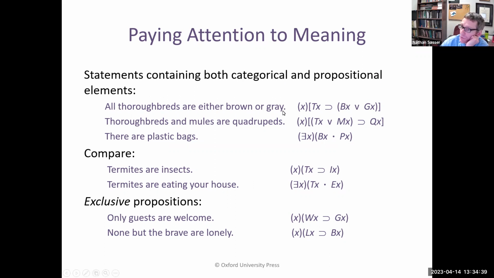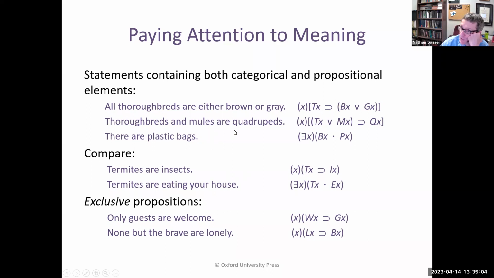Okay, so take, for example, this sentence. All thoroughbreds are either brown or gray. And we've got the all there, so we're going to universally quantify this. For all X, if it's a thoroughbred, then either that X is brown, B, or it's G. So where the parentheses go really determines whether we got this right or not.